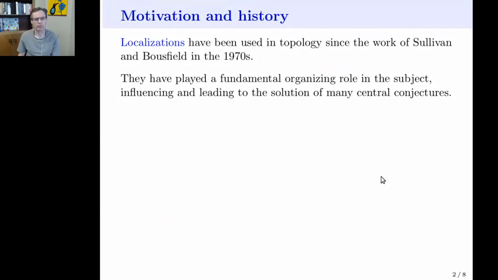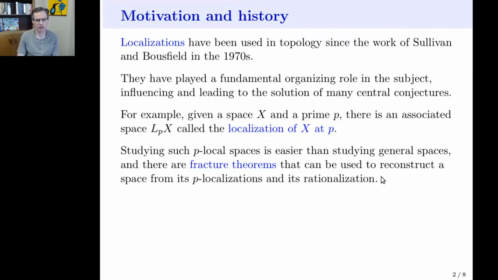I'm just going to mention some very simple examples of localizations. So given a topological space X and a prime P, there's an associated space called the localization of X at P. So we're localizing a space at an ordinary prime number. And what this produces is a space whose invariants have been localized at that prime number. And this tends to make the spaces much easier to study. Calculations are easier. But it's also known that you can combine these calculations for all primes and the rationalization in order to recover information about the original space. So this is sort of the prototypical example, but there's many more sophisticated types of localizations.